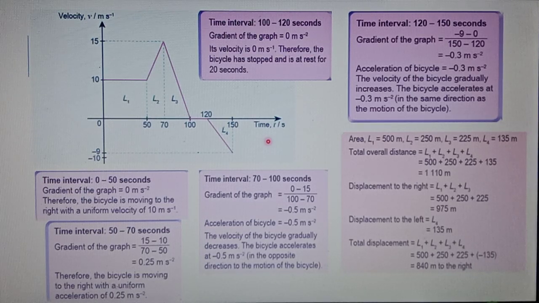Okay, so you must be able to solve problems involving motion graphs by using all the properties that we discussed before. Okay, I will stop here, so I will continue in the next part 2.